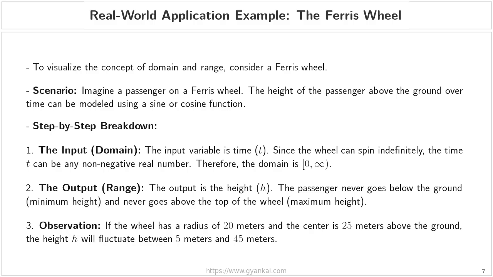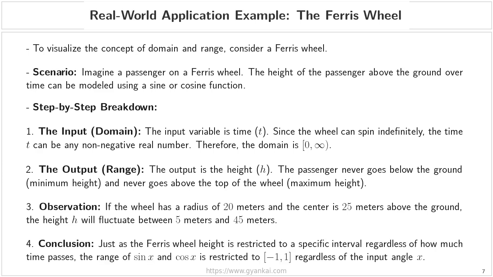Suppose the wheel has a radius of 20 meters, and the center of the wheel is 25 meters above the ground. In this case, your minimum height would be 5 meters and your maximum height would be 45 meters. Thus, your height, h, will fluctuate strictly between 5 meters and 45 meters.